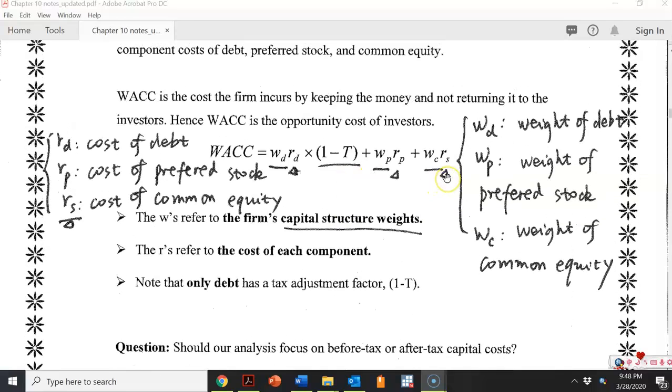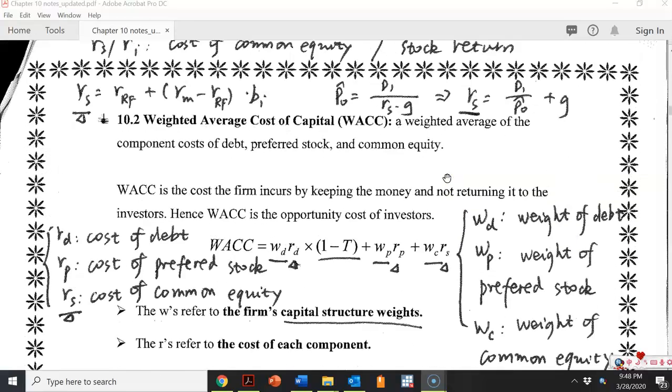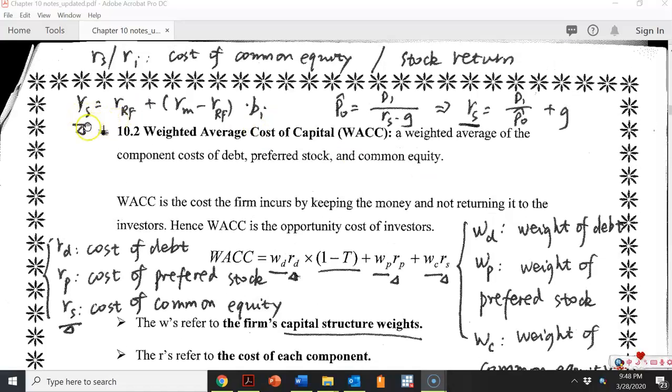And this RS here is the cost of common equity. It's the same as the RS we learned in the CAPM model, the stock return. RS, RI, they're both the cost of common equity, and they're also the stock return. It's also the same thing as the RS in the constant growth version of the dividend discount model. So RS can also be equal to D1 over P0 plus g.